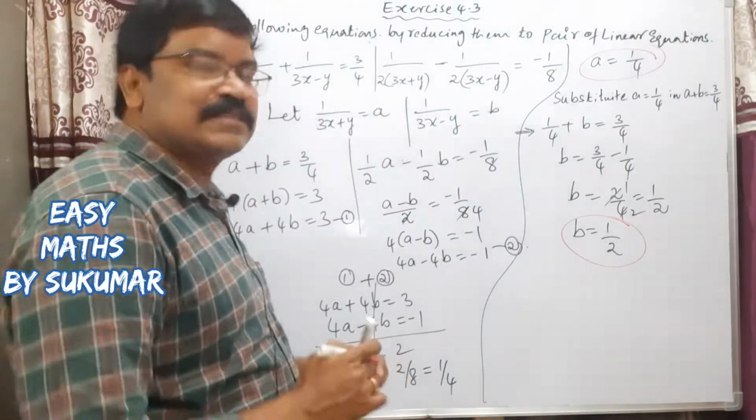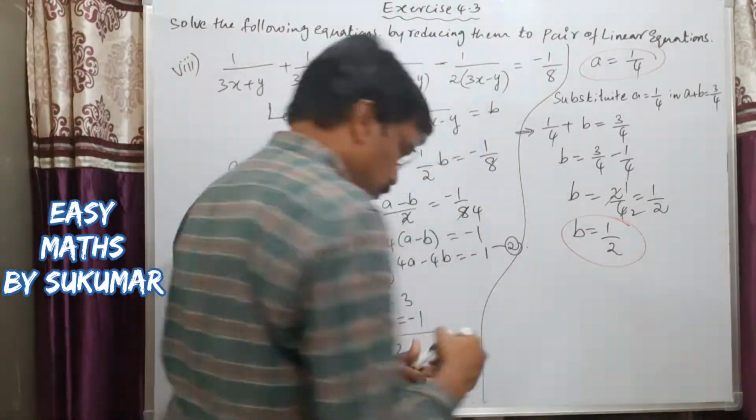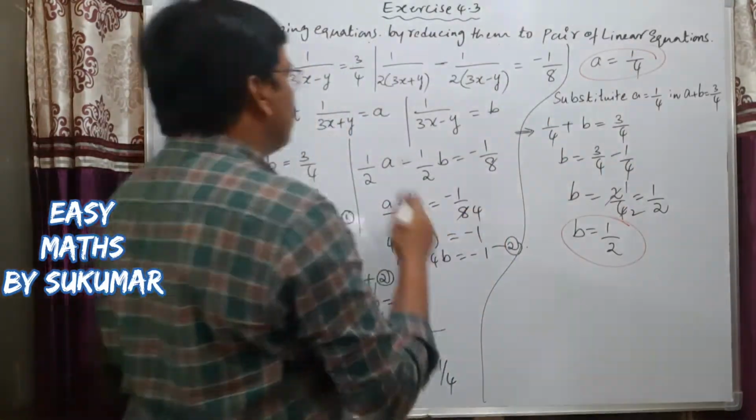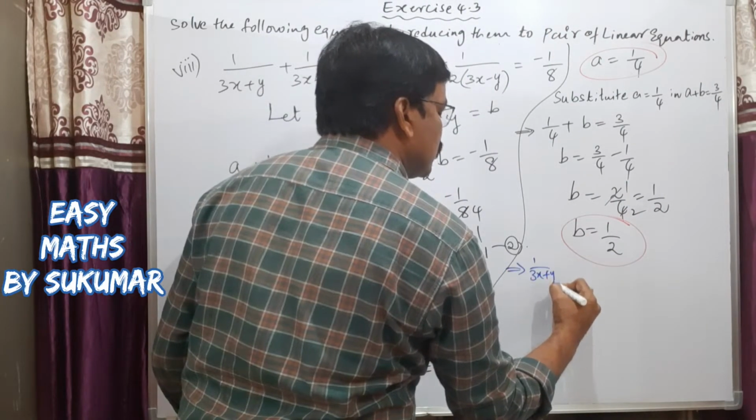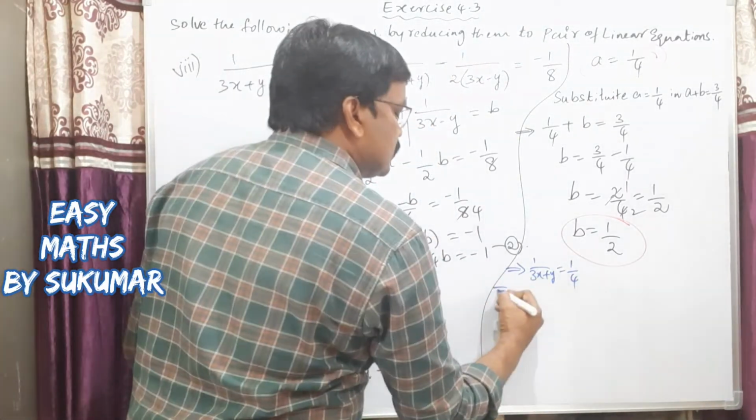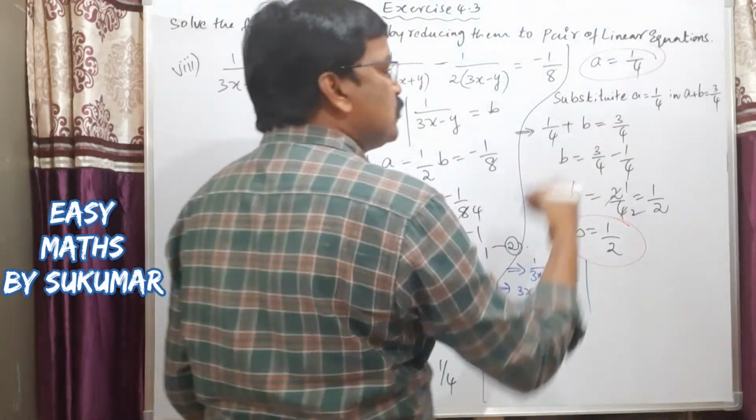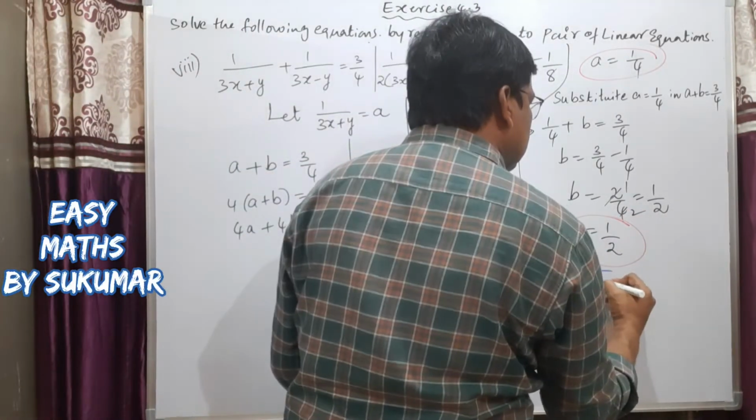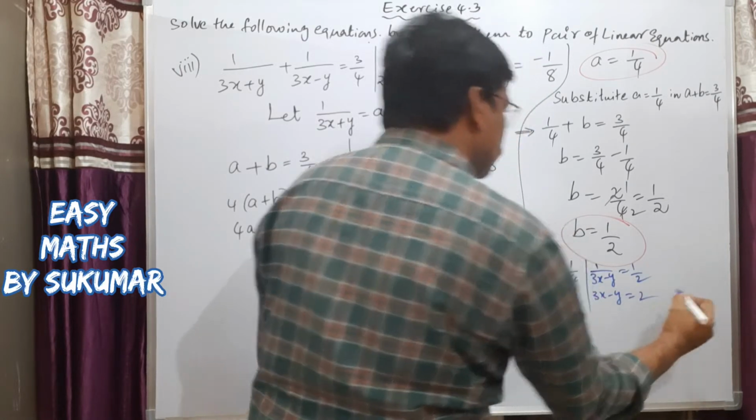So my dear students, actually what is a? a is equal to 1 by (3x plus y). Okay. I will change the colors. Right. See, actually a means 1 by 4, that is 1 by (3x plus y). That means 1 by (3x plus y) is equal to 1 by 4. So similarly 3x plus y is equal to 4. Right. Now coming to the value of b, 1 by 2, that is 1 by (3x minus y). So 1 by (3x minus y) is equal to 1 by 2. So that is 3x minus y is equal to 2.